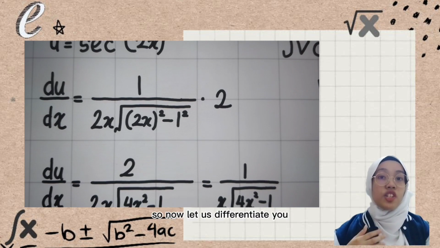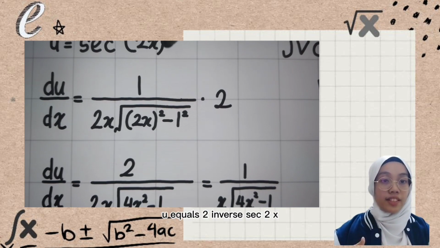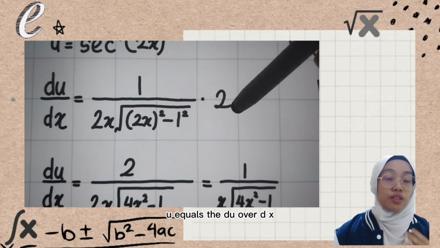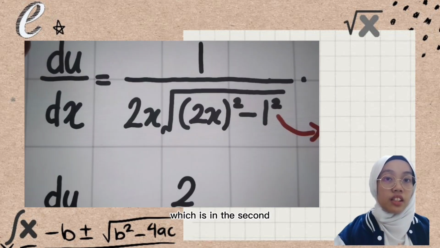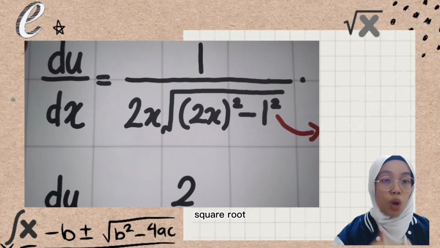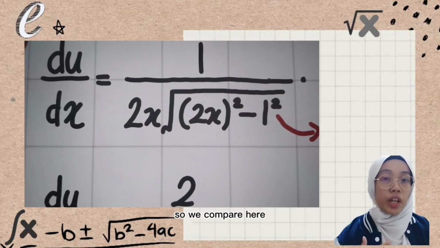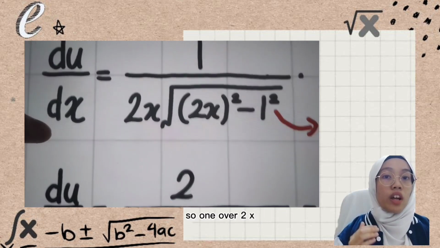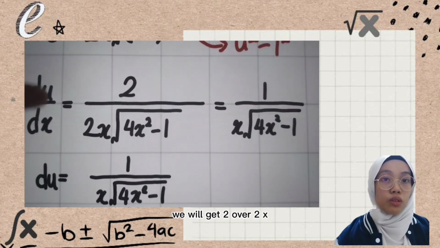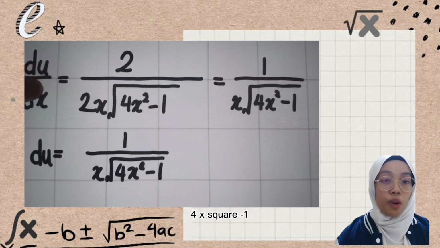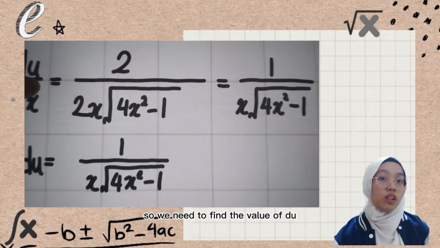So now let us differentiate u. U equals inverse secant 2x. So to differentiate, du over dx. Then we can refer to the formula, which is the derivative of inverse secant u equals 1 over u square root u squared minus a squared. So we compare here, 2x will be the u. So 1 over 2x square root 2x squared minus 1 squared, we will get 2 over 2x square root 4x squared minus 1. So we need to find the value of du.